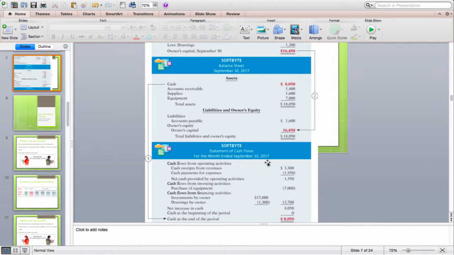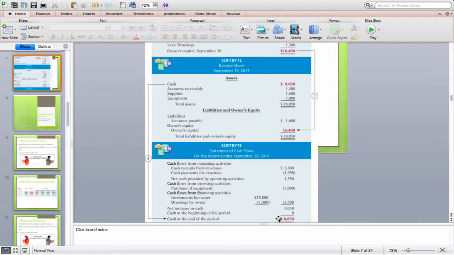is the last one, and this reports information about cash receipts or cash inflows and cash payments or cash outflows. This is reported in 3 categories, and you can see it here. You have the cash flows from operating activities, you have the cash flows from investing activities, and you have the cash flows from financing activities. And the goal of this document is to report the cash flow at the end of a period. In this case, it's also the month ended on September 30th, 2017. Okay, and you report that down here.